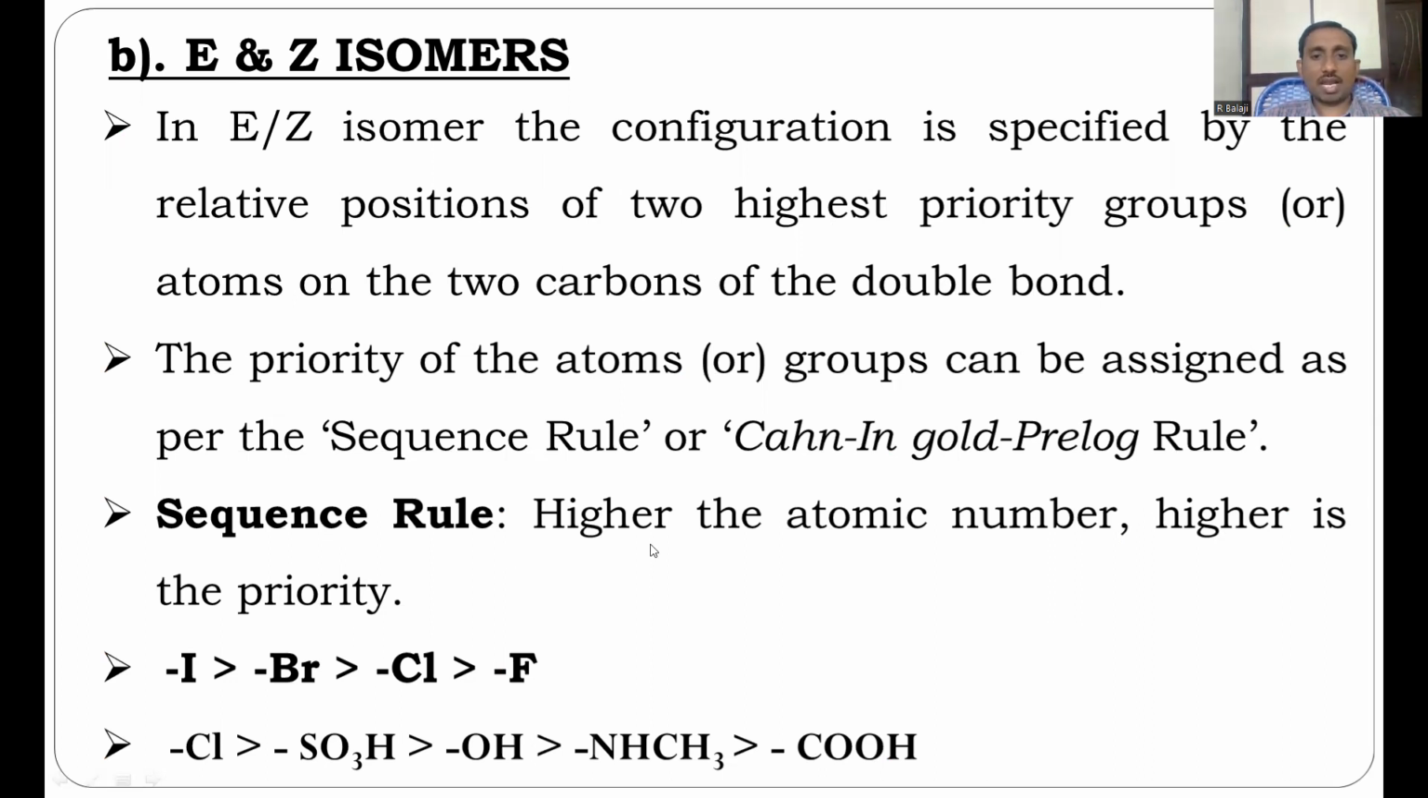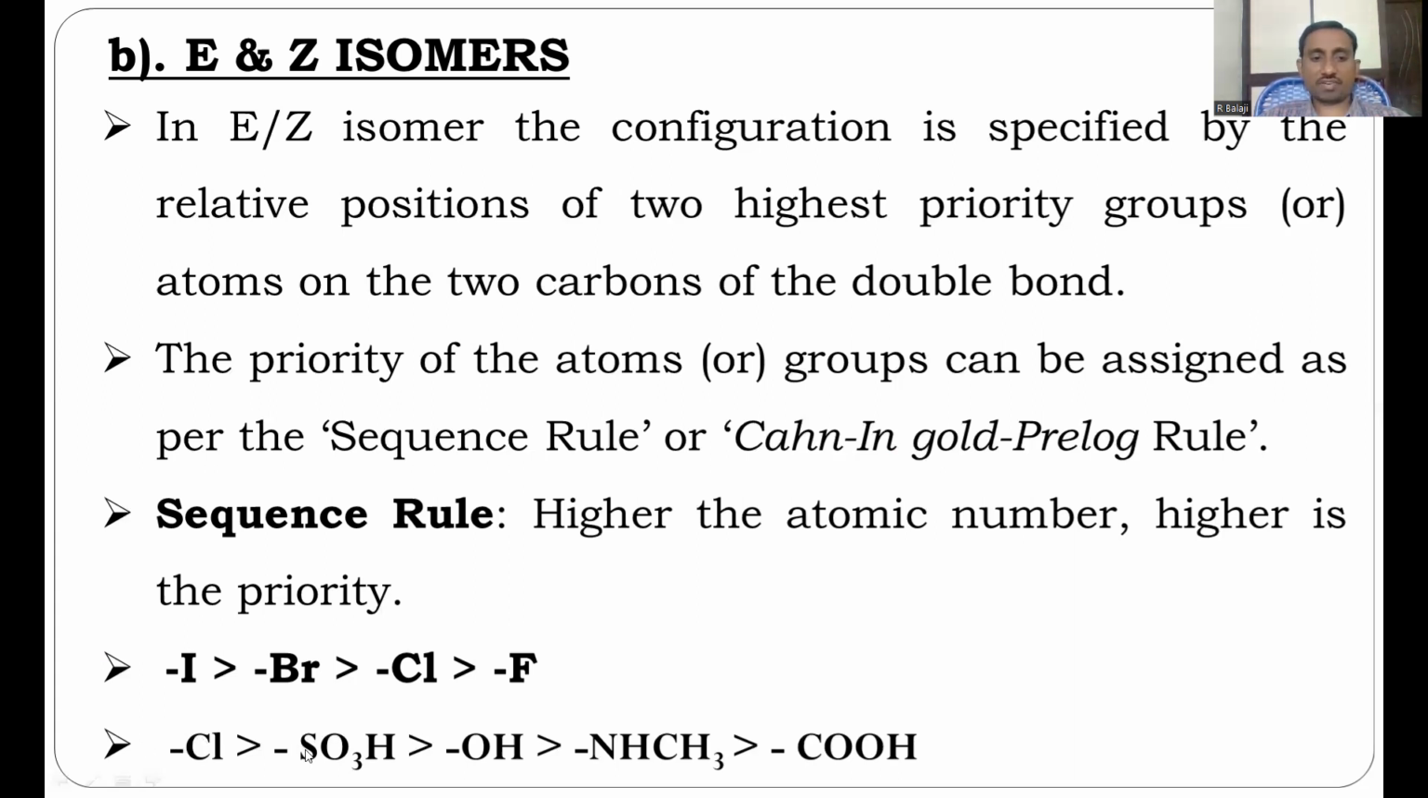What is the sequence rule? The atom with the higher atomic number or mass has the highest priority. You can take an example: iodine, bromine, chlorine, fluorine. Iodine has the highest atomic number, so it gets the highest priority, then bromine, then chlorine, and then fluorine. And also different groups like Cl, SO3H, OH, NHCH3, COOH. Here chlorine has the highest atomic number among the first atoms directly attached to carbon, so it gets the highest priority.